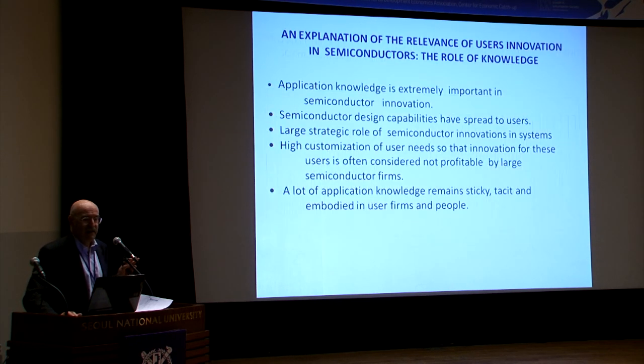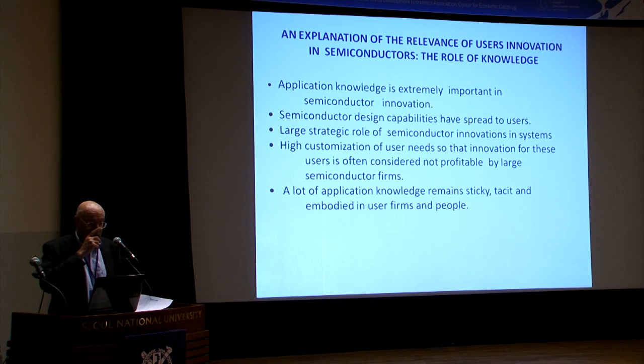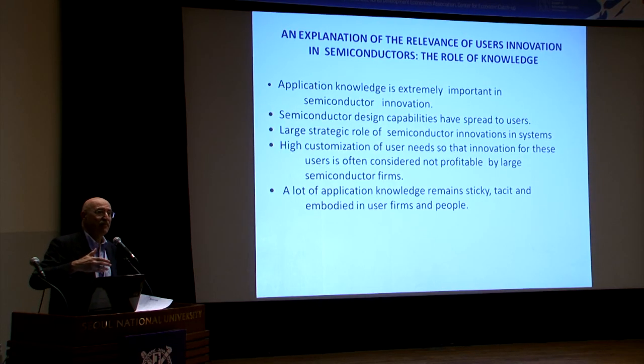Okay, this is my first point. And of course, the explanation for semiconductors is related to an evolutionary theory kind of view of knowledge that has become very important. Design capabilities have spread to users. Semiconductors have become very important in terms of strategic role in systems. You have high customization of user needs, and a lot of application knowledge remains sticky. This is for semiconductors. And of course, if you take other industries, the explanations could be different. We are also examining other industries in addition to updating this type of analysis. So the first point is, don't forget the role of demand as a source of innovation, not just in terms of cases, but in terms of magnitude.